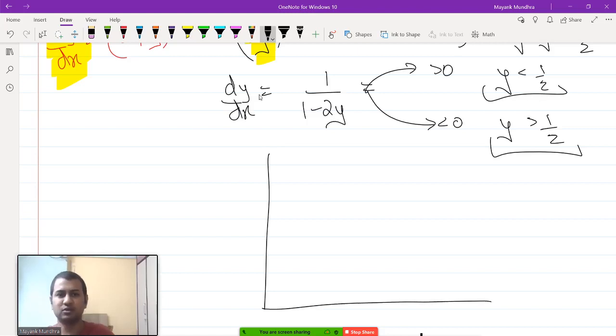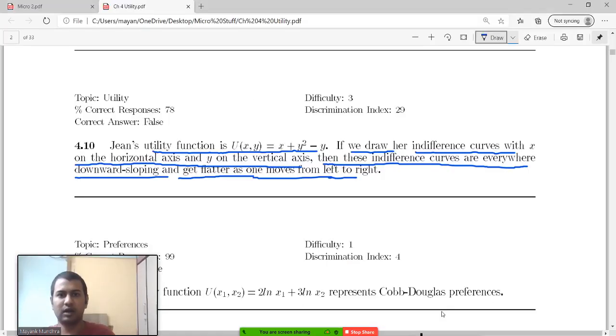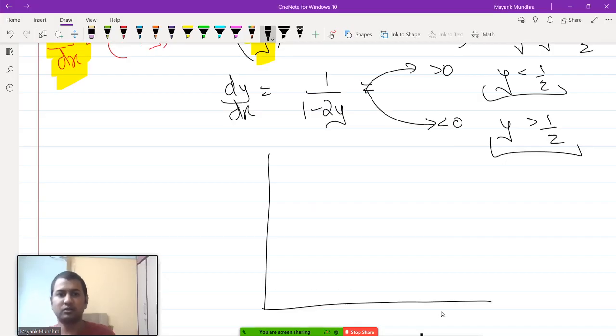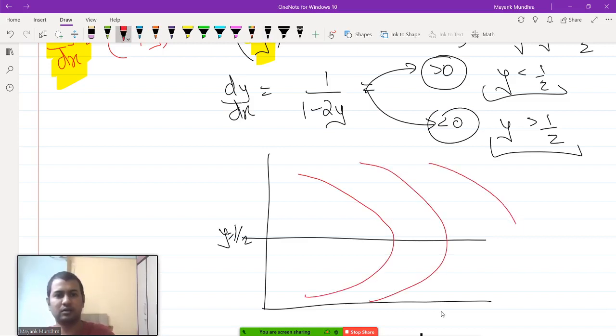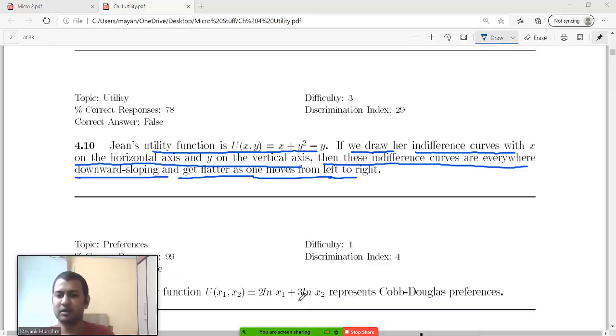So what will my ICs look like? My ICs will actually be quadratics on y. So y equals to half. This is your y equals to half line. Okay, so they are going to be positively sloped for y less than half, negatively sloped for y greater than half. So the ICs will actually look like this. This is going to be the shape of ICs, negative here and positive here. Okay, so they are going to look like quadratics, but quadratics with respect to y.